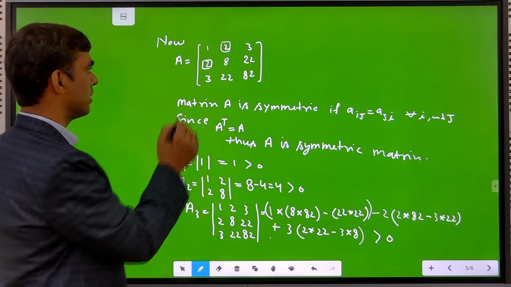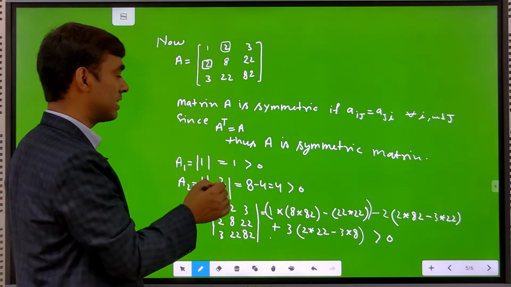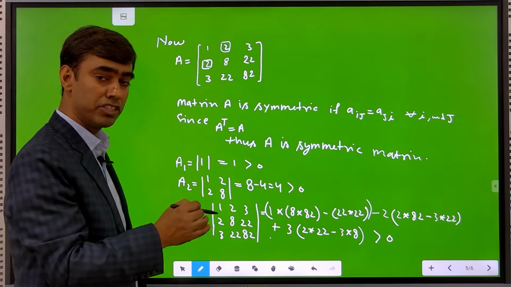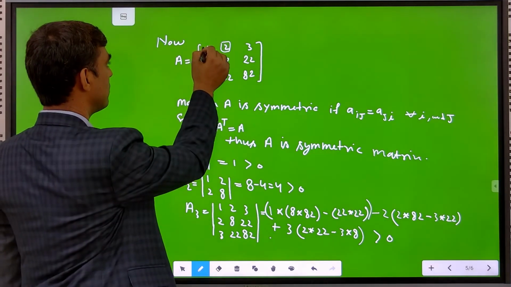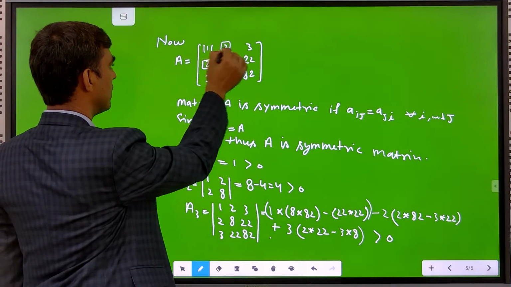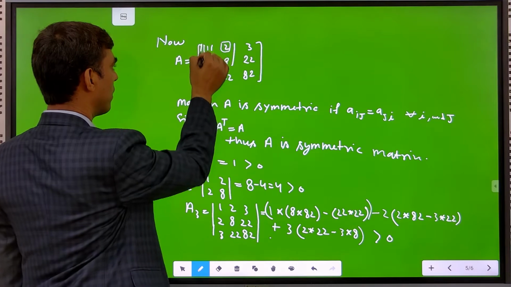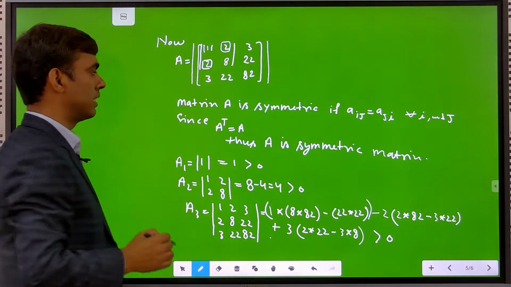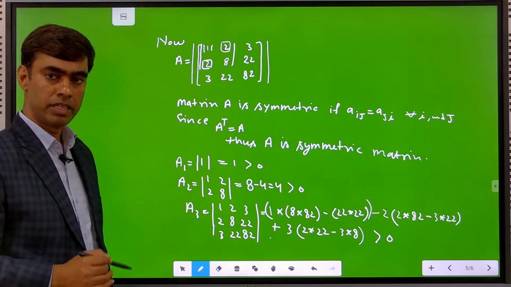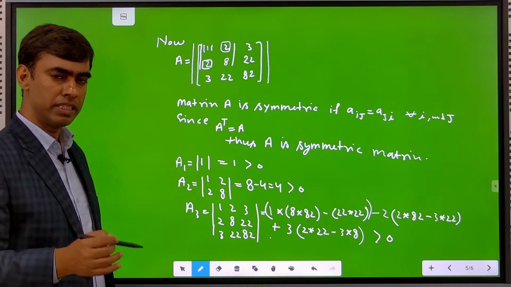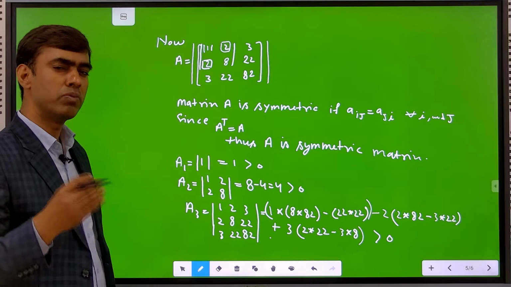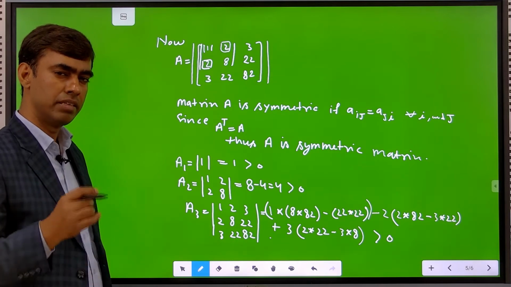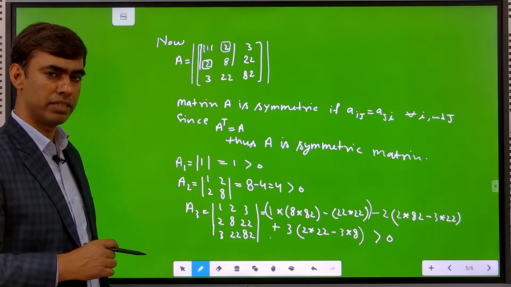So how do we decide the matrix A is positive definite? Once again, find the determinant of this one, then the determinant of this 2 cross 2, then the determinant of the whole matrix. So this is one way we decide whether a matrix is positive definite or not.